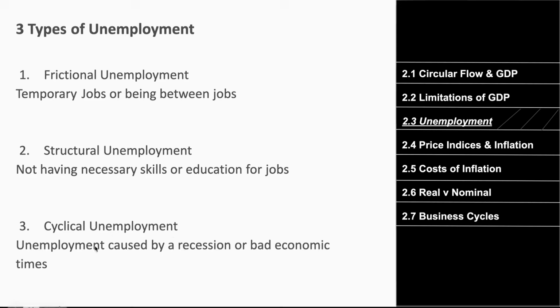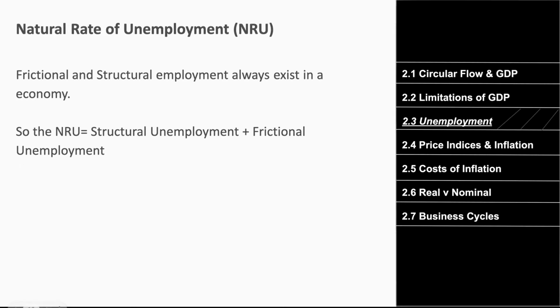Cyclical unemployment is unemployment caused by a recession or bad economic times. So cyclical unemployment is basically when the economy is bad, so companies have to lay off workers, and thus you lose your job. Those are the 3 main types of unemployment you need to know.